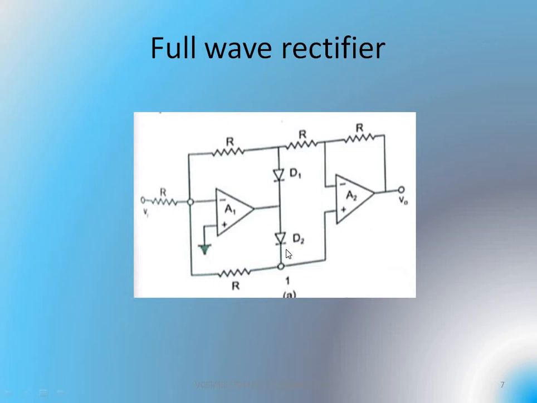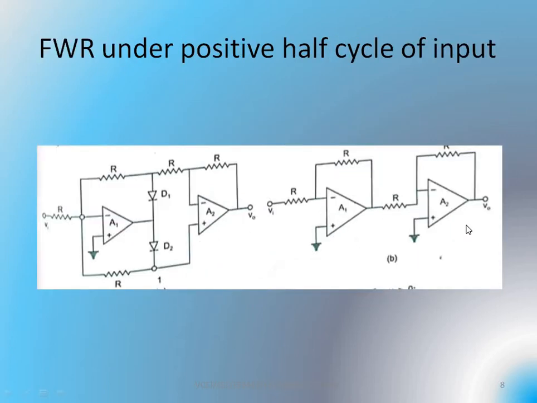When the diode D2 is open, you can find that A1 does not have connectivity via the diode D2 to the A2 amplifier. So here this non-inverting terminal will be grounded. Whereas on the other hand, the positive half cycle via this D1 diode will be a closed circuit, and this closed circuit will have its connection with the inverting terminal of A2. So this is how the circuit will be.